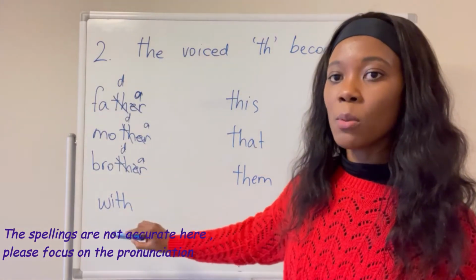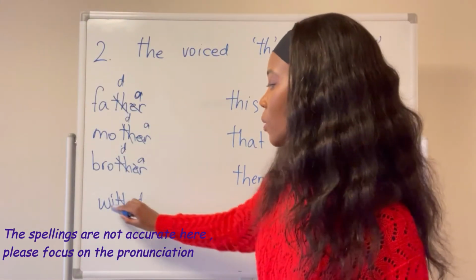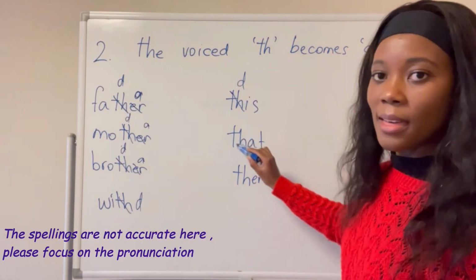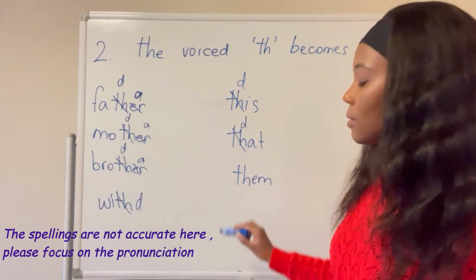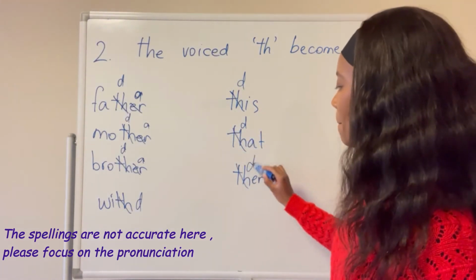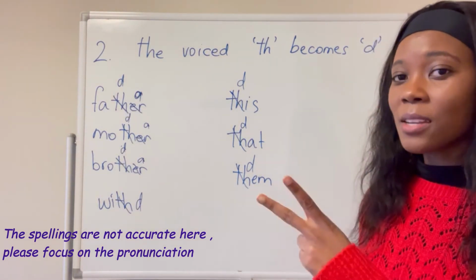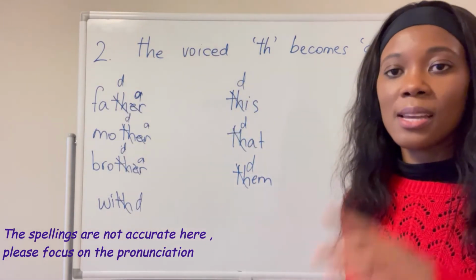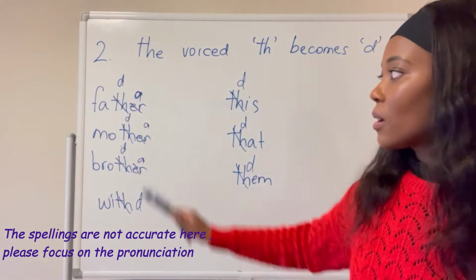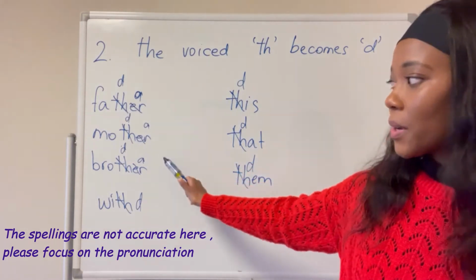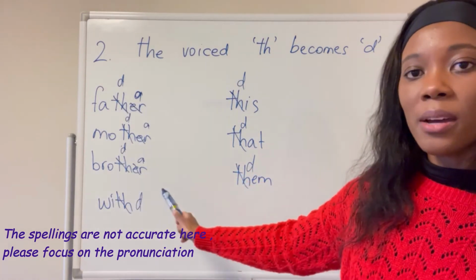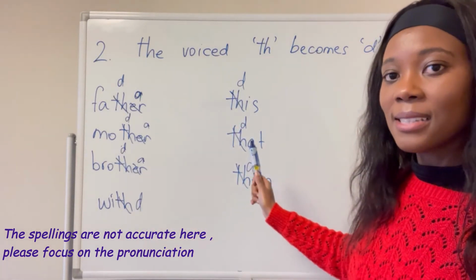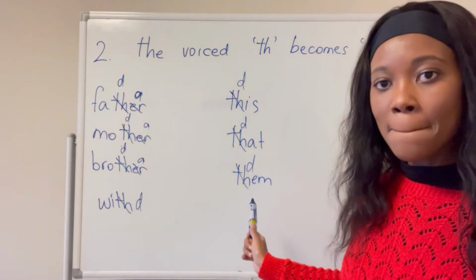With becomes wid. This becomes dis. That, dat. Them, dem. Okay, so the second hint, the voiced TH becomes D. Father, fada. Mother, mada. Brother, brada. With, wid. This, dis. That, dat. Them, dem.